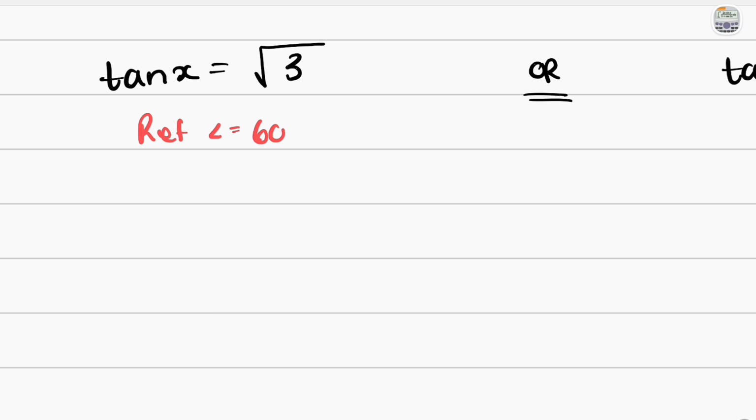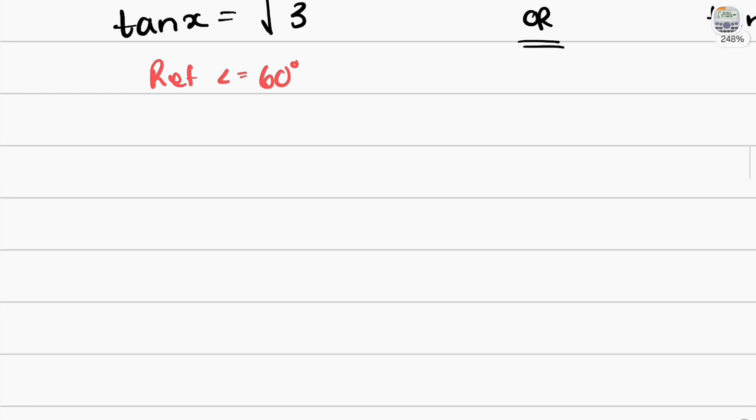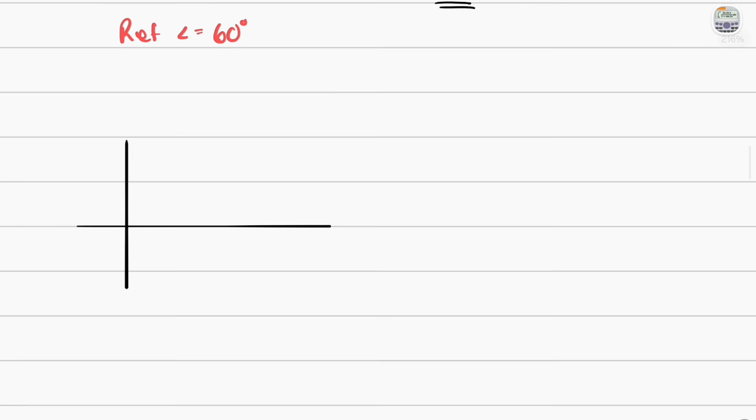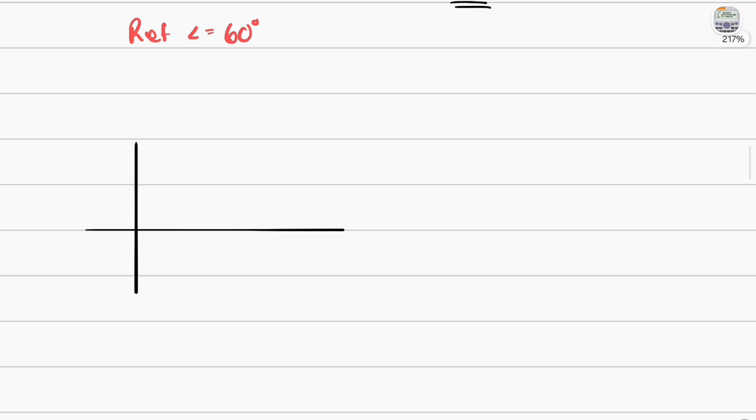Okay, so this is 60 degrees, and here's how we can solve for this. So we're looking at the tan graph, and I'll actually just look at a tan graph. If you remember what the tan graph looks like, this becomes really simple.